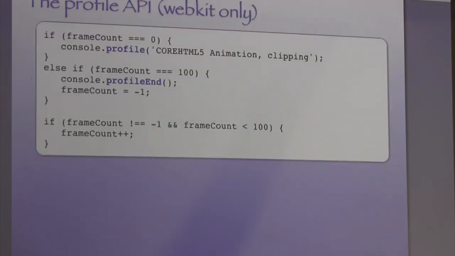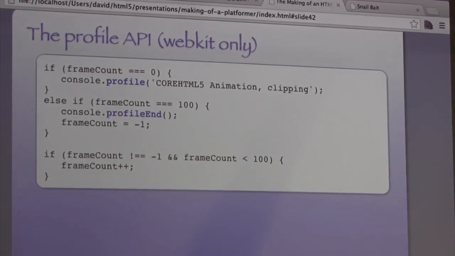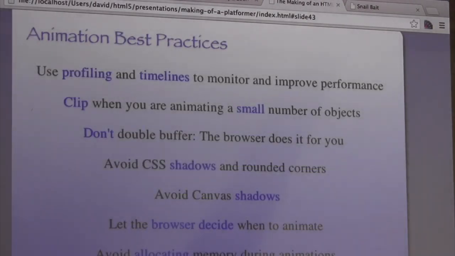You can start profiles by clicking on that little circle, but that's pretty coarse grained. WebKit actually comes with an API for profiles, and there it is. You can start a profile in some function, and then stop a profile in some other function, so you really have fine grained control over when profiling starts and stops.